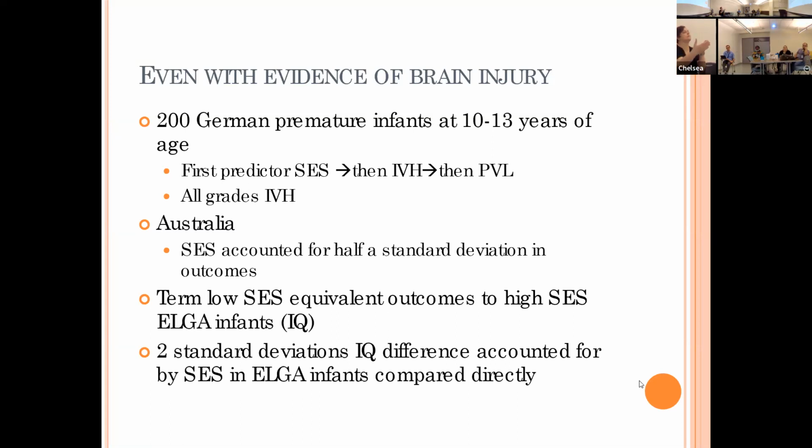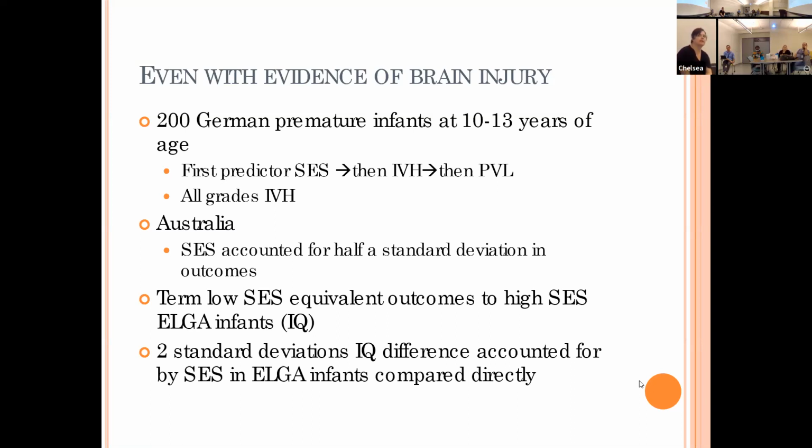And the amount of difference that a good SES environment can make is pretty impressive. In Australia, socioeconomic status accounted for half a standard deviation in outcomes. And again, for an individual baby, that baby is going to be wherever that baby is going to be. But at the population level, the answer to a whole bunch of things is to address poverty and education. Turn low SES equivalent outcomes to high SES ELGA infants for IQ.